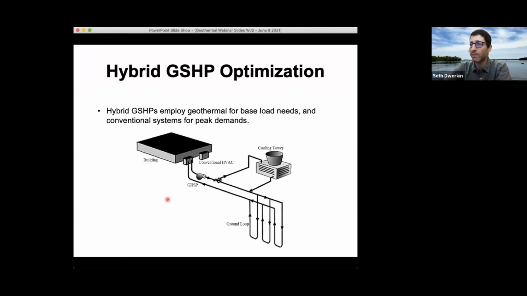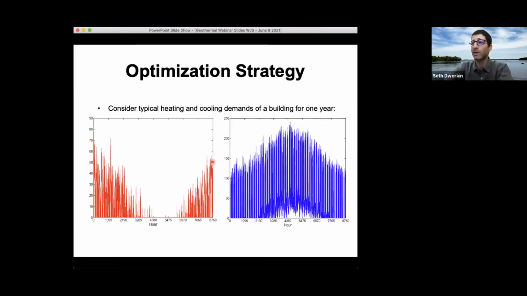So here's a simple schematic of a hybrid ground source heat pump. You've got a building of some sort. It's hooked up to a ground loop and a ground source heat pump. There may be a cooling tower rejecting heat to the air from the ground loop. There might be some other conventional HVAC system, maybe a boiler, and that's a hybrid system. So you've got multiple systems providing heating and cooling, and this is pretty typical in larger buildings, so in the commercial sector or multi-residential.